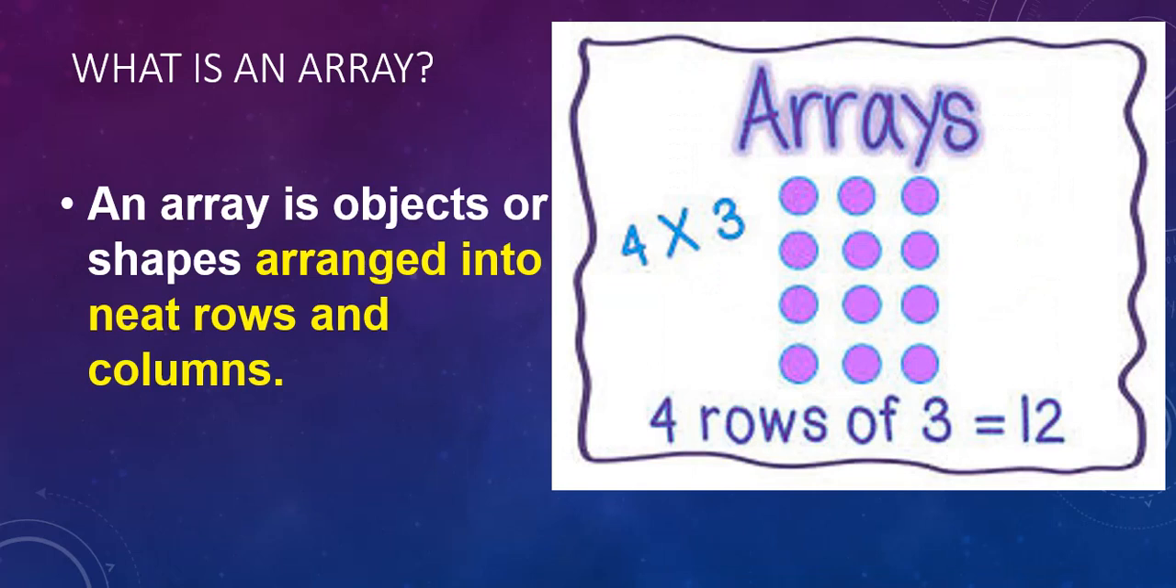What is an array? Remember that an array is objects or shapes that are arranged into neat rows and columns. Here we have 3 columns, 4 rows. 1, 2, 3, 4. And that equals 12, so they're just neatly arranged.